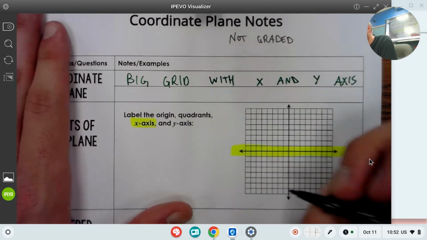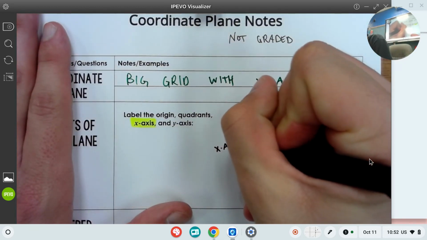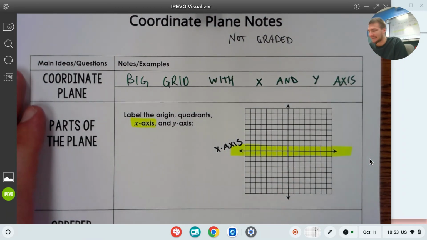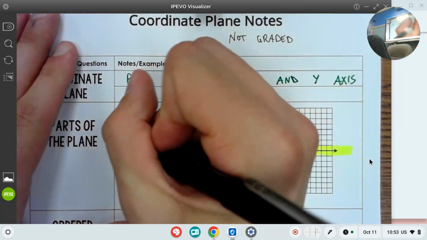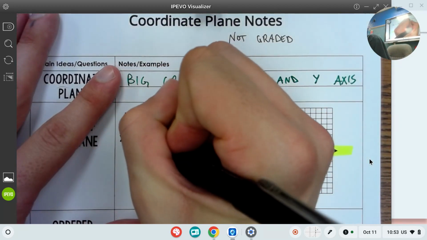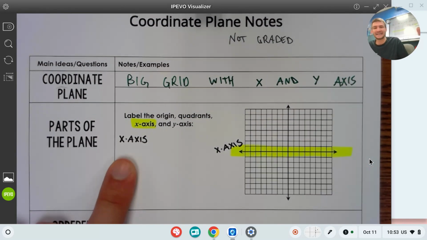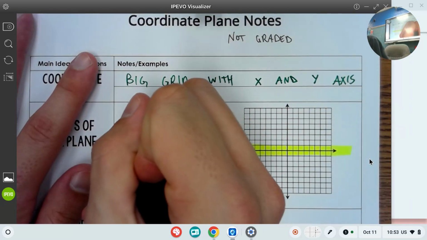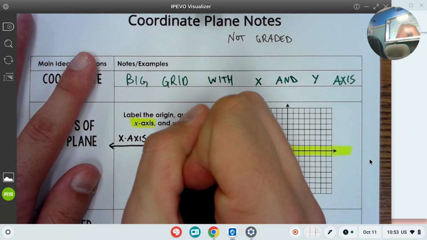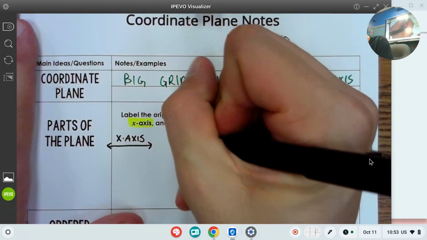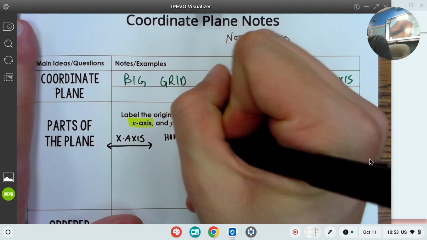Pencils over there. Grab it. Let's label that x-axis. And when we label that as the x-axis, I'm also going to put a little bit more over here. The x-axis, and I'm going to put an arrow underneath it that goes side to side like this. And I'm going to put one more word next to x-axis. I'm going to put the word horizontal.